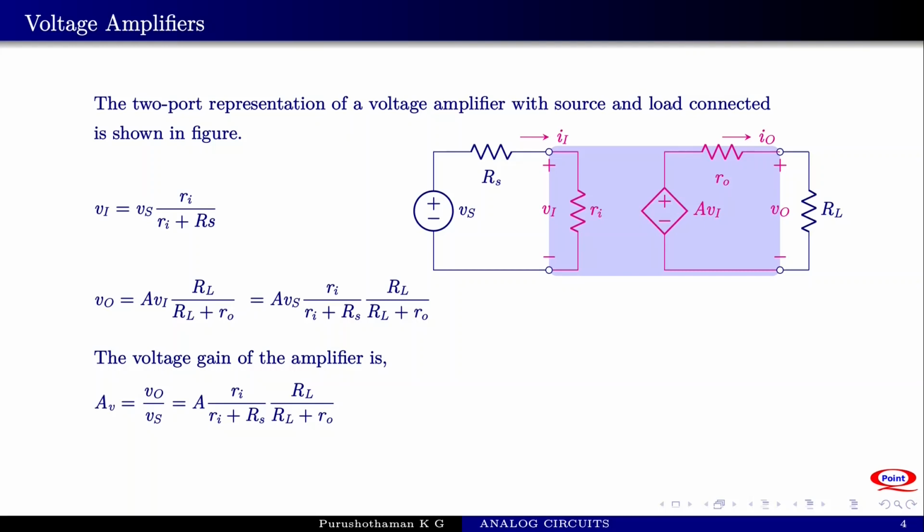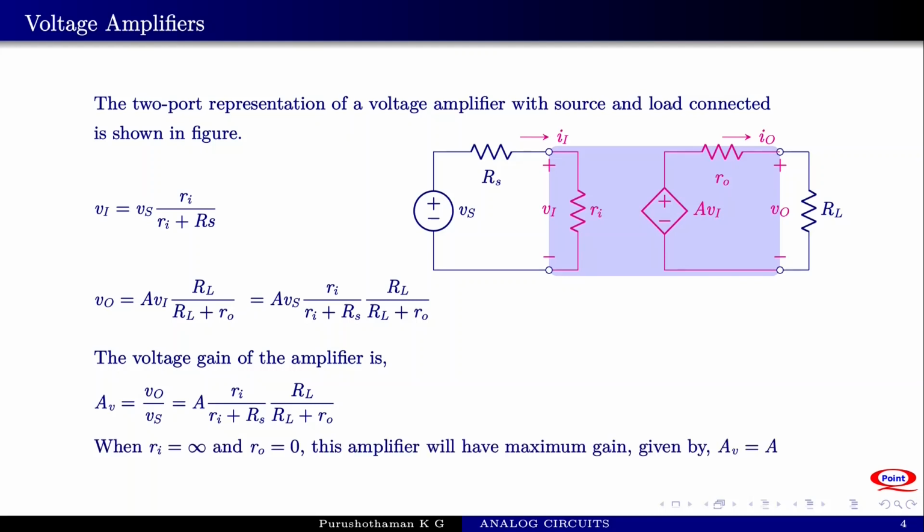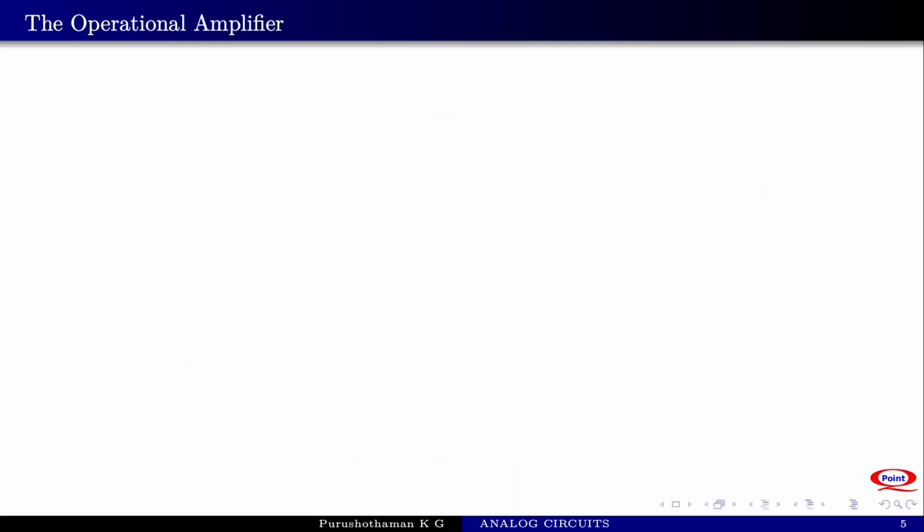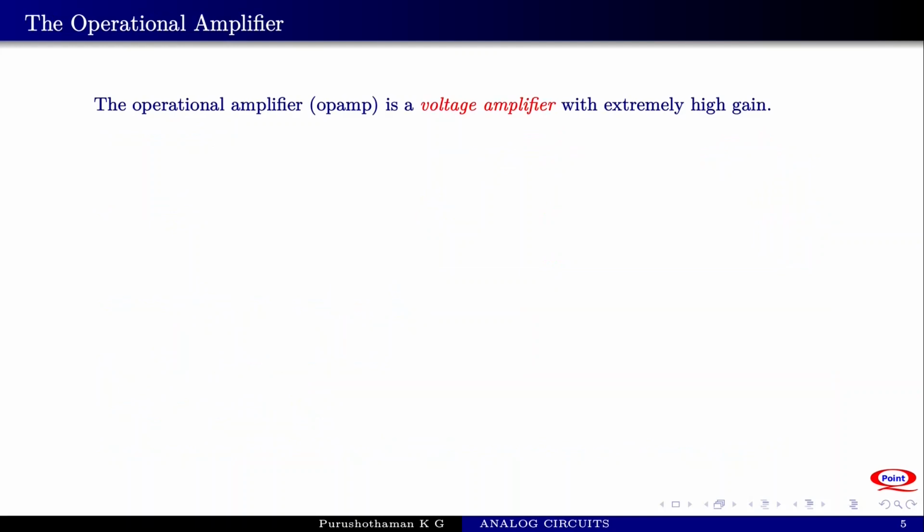In this expression, if Ri is infinity and Ro is 0, then the amplifier will have the maximum gain, given by Av equal to A. So for an ideal voltage amplifier, Ri is equal to infinity and Ro is equal to 0. So, an ideal voltage amplifier will have infinite input resistance and 0 output resistance. An operational amplifier also is a voltage amplifier with extremely high gain.